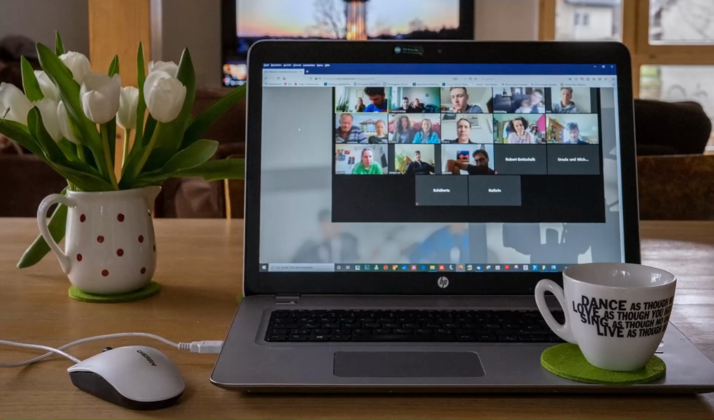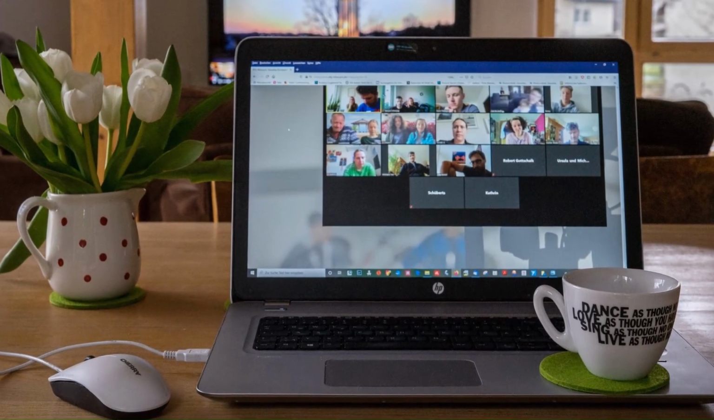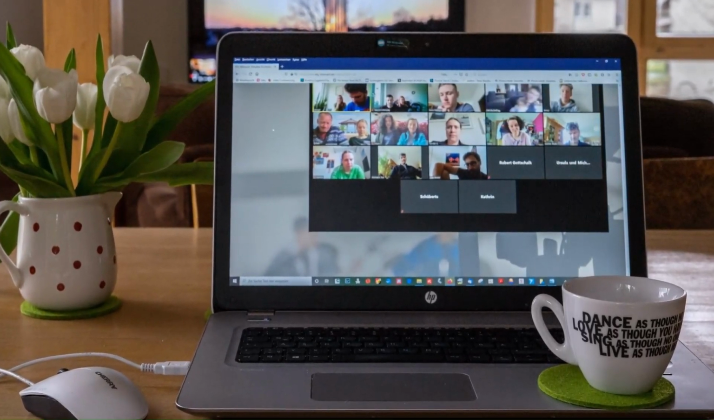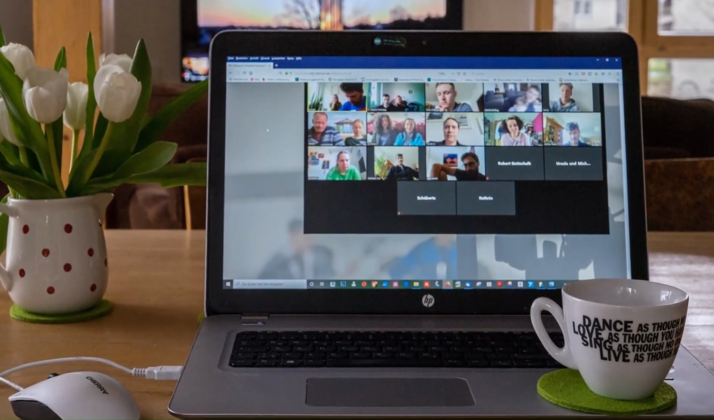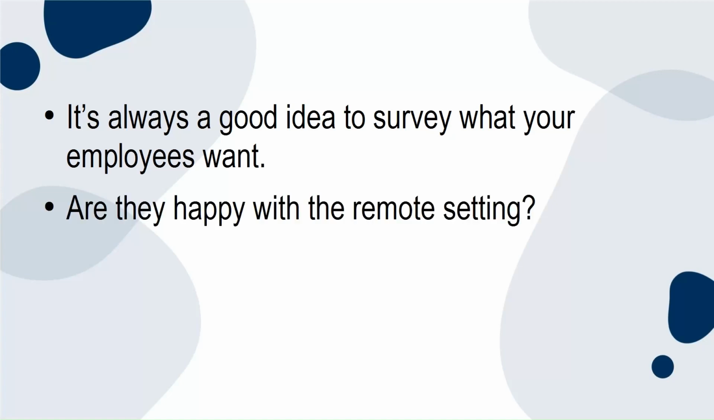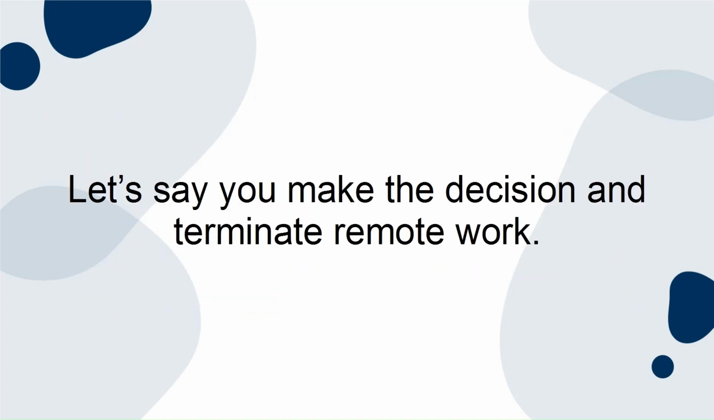You still have authority over the company and handle the day-to-day operations. Yet you want to hear what your employees have to say about the major changes in company policy or the way the business operates and so on. So it's always a good idea to survey what your employees want. Are they happy with the remote setting? Would they be fine with a hybrid work model where they can spend at least one day a week at the office?